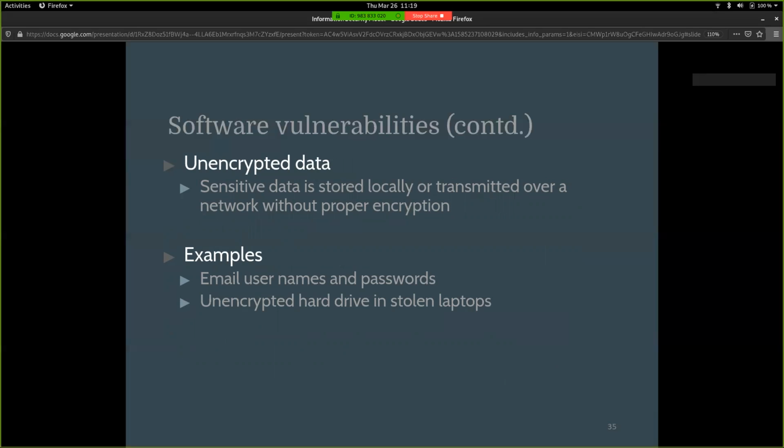A lot of our hard drives are still unencrypted and they probably should be encrypted with the key stored safely, so that if the hard drive was stolen or the laptop was stolen, then that data can't be accessed.